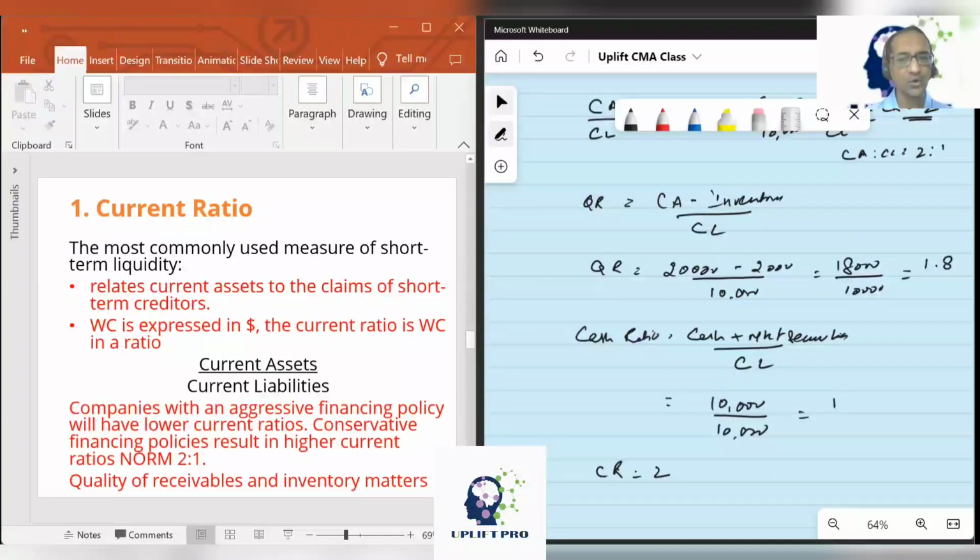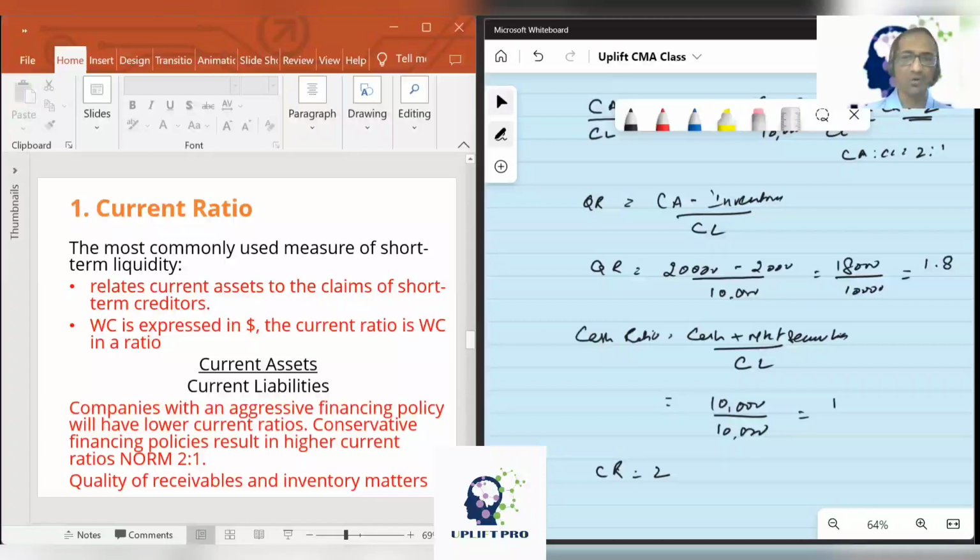In other words, you have enough current assets to pay your current liabilities twice, even without doing any business. The quality of the receivables and the inventory matters. Now, when we calculate current assets, it includes accounts receivable, inventory, cash and cash equivalents, or marketable securities. Why does the quality of receivables and inventory matter here?